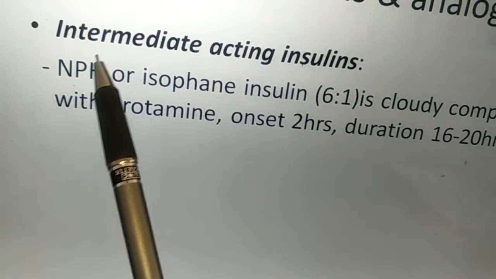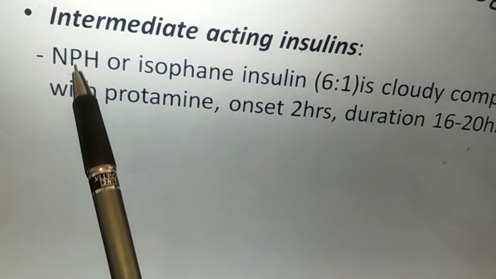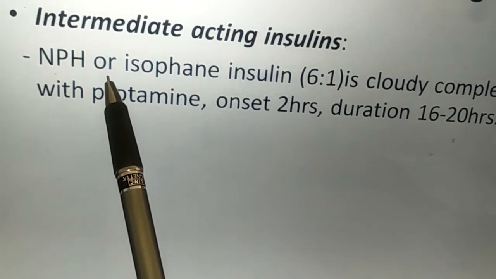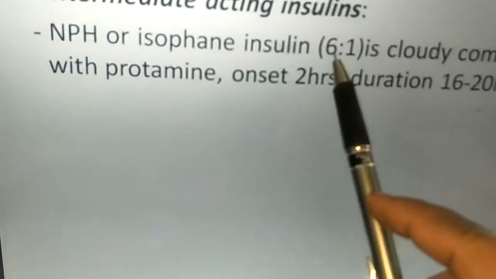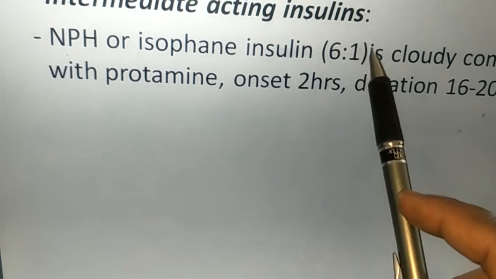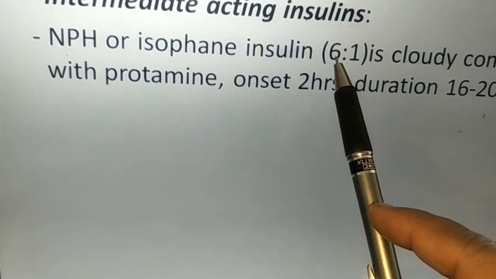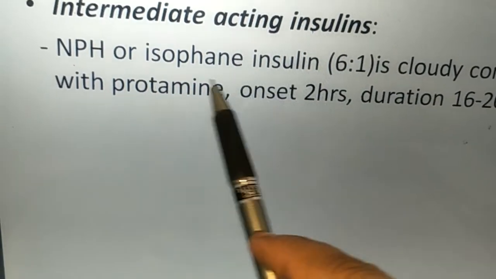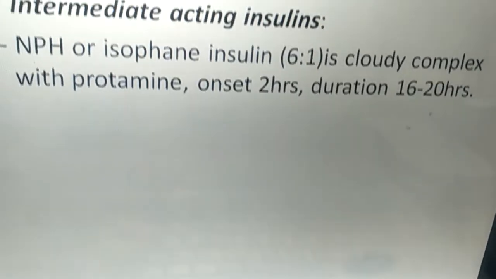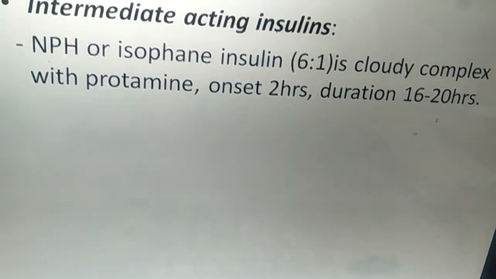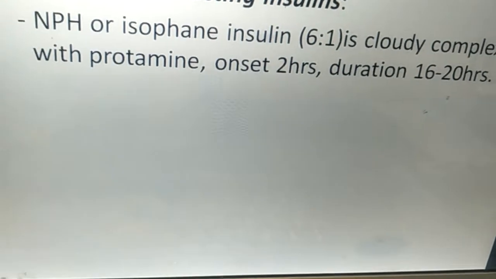Hagedorn. So neutral protamine Hagedorn insulin, that is NPH insulin, in which there is a 6:1 ratio: for one molecule of protamine there are 6 molecules of insulin. That preparation is known as isophane insulin. It is a cloudy complex of insulin with protamine, ratio 6:1, 6 insulin for 1 protamine.